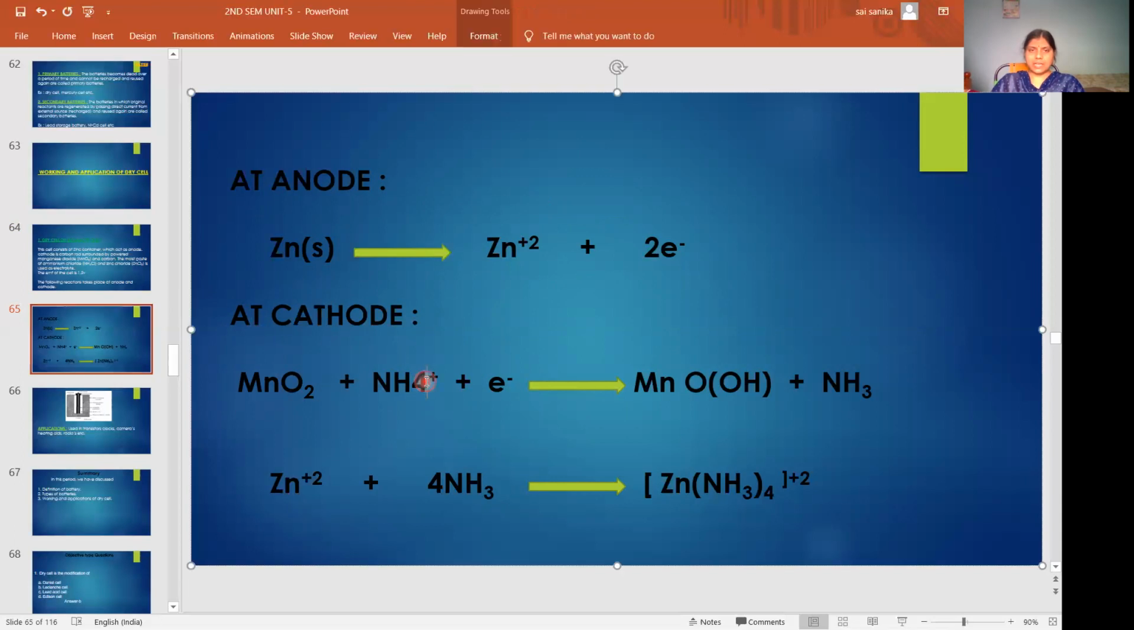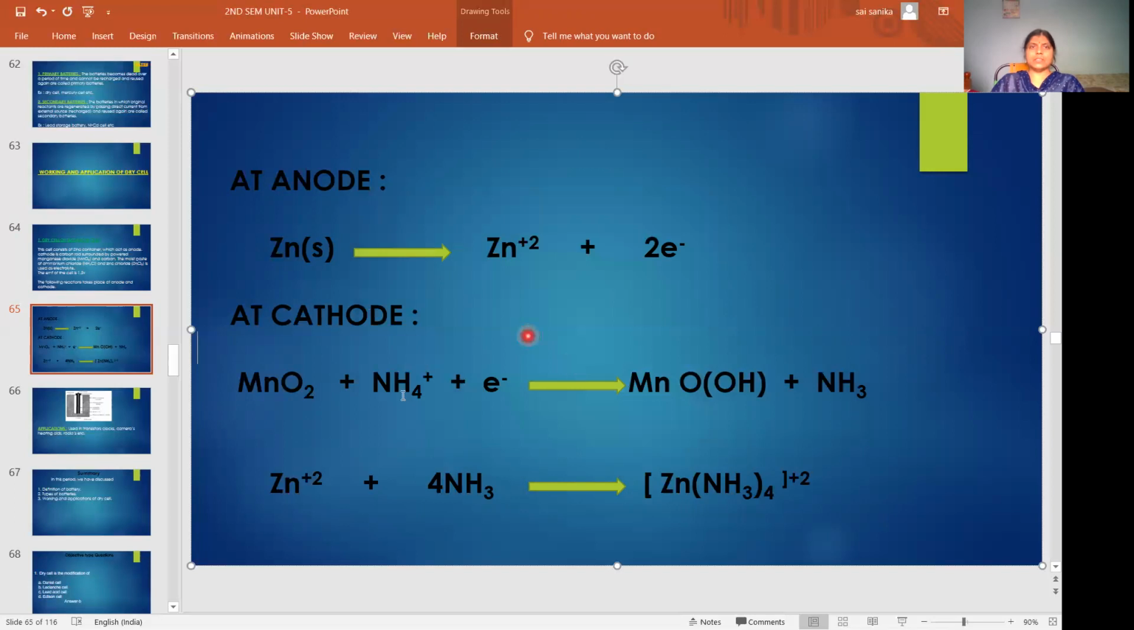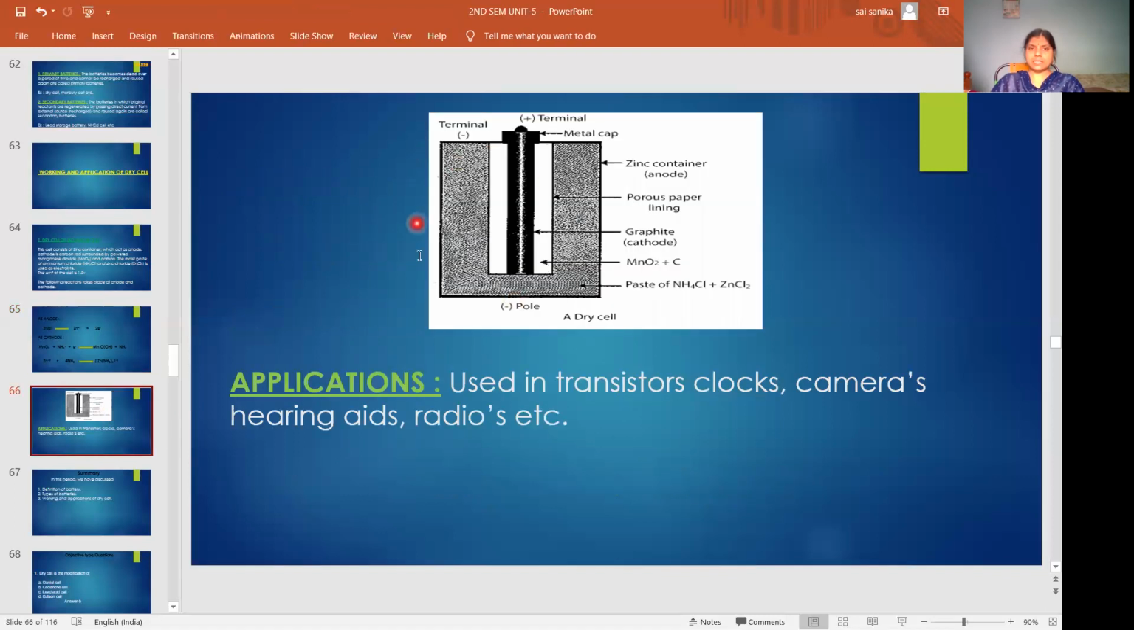So this NH4+ is giving hydrogen to this one, so that it is converting into MnOOH, and as it is giving one hydrogen, it is converting into ammonia. As this gas is explosive in nature, this gas is trapped by the Zn2+ ions. So whatever the paste we are taking, ZnCl2 and ammonium chloride, this Zn2+ traps this ammonia and converts it into a complex. So these are the reactions taking place in dry cell, and this is the construction for dry cell.